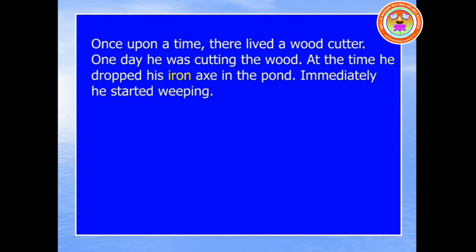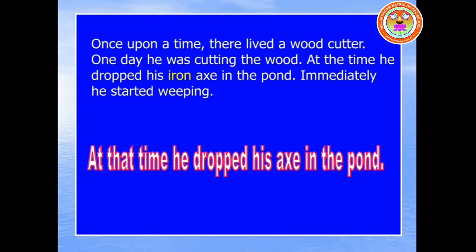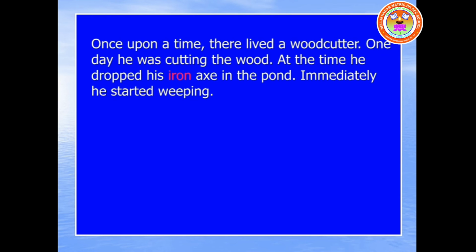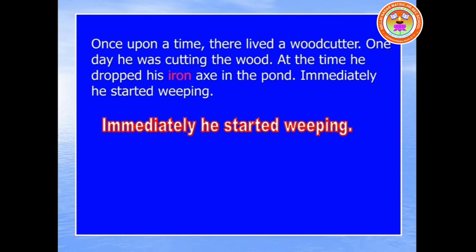Once upon a time, there lived a woodcutter. One day, he was cutting the wood. The third point is, at the time he dropped his axe into the pond. Dear children, we have to mention that it was an iron axe. So we can write like this: at the time he dropped his iron axe in the pond. Immediately he started weeping. There is no disconnection among the sentences.